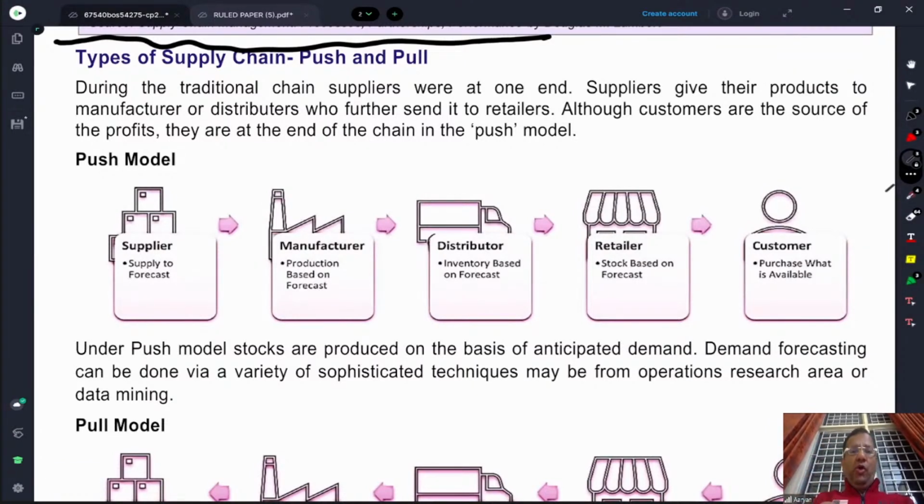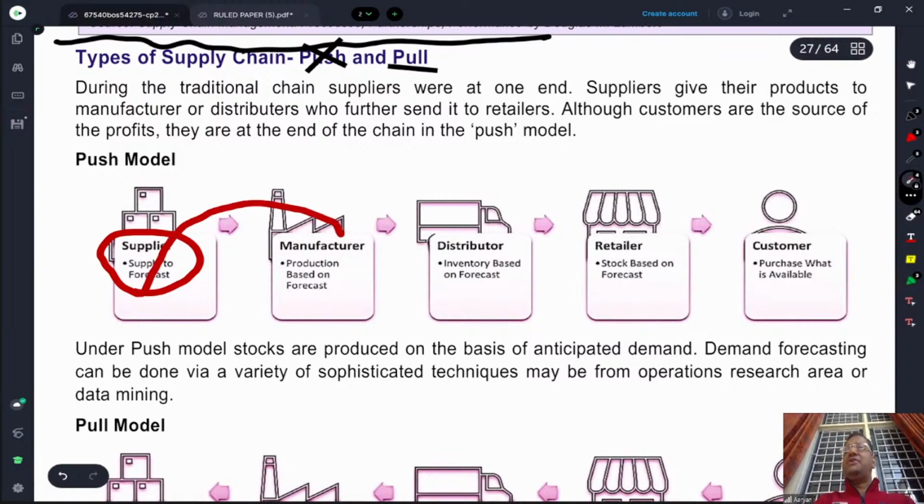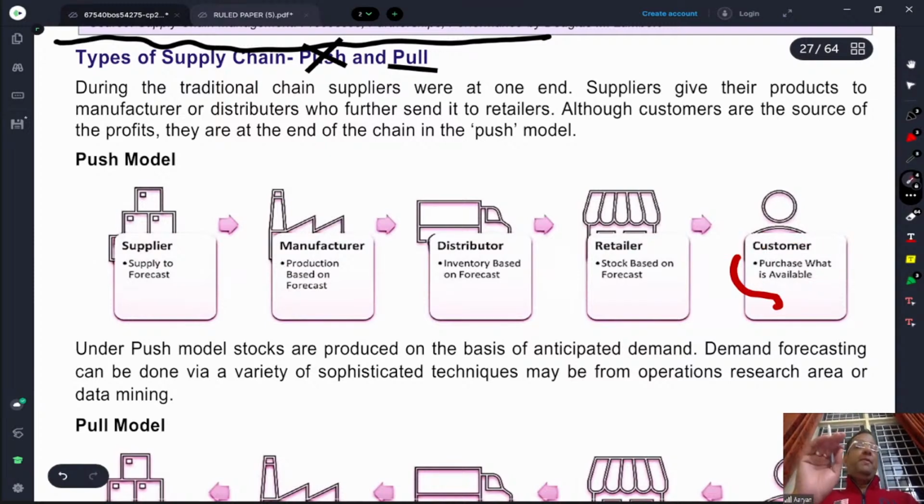In today's environment, only and only the pull model is applicable. There is no scope for the push model. So what is the difference between push and pull model? In the push model, supply reacts to the forecast; they supply raw material to the manufacturer without having any demand. The customer is placed at the end, with whatever items are available for purchase. We assume that the customer has no choice. They will purchase whatever we are producing, and whatever quantity we are producing.